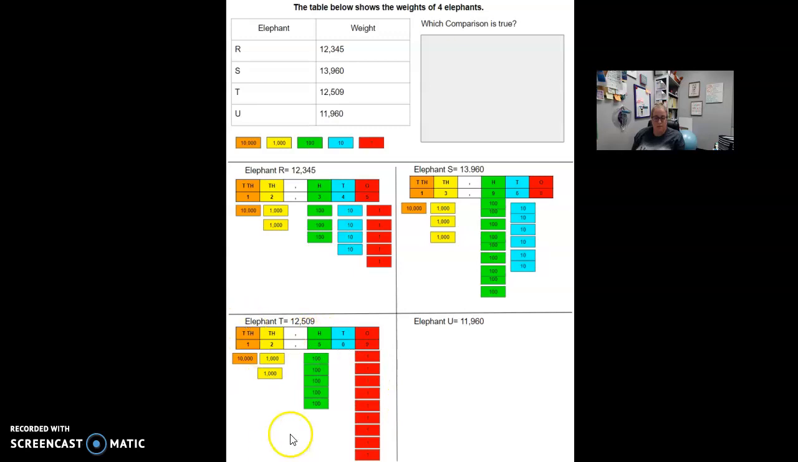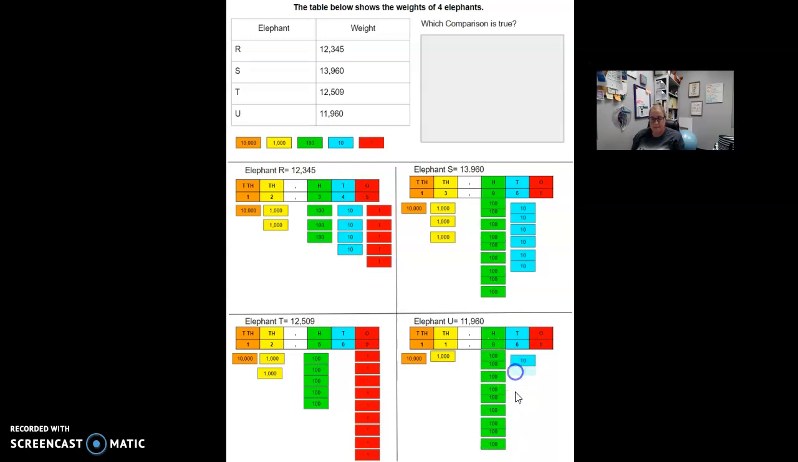Now that I'm done with elephant T, I'm now going to move to elephant U. Elephant U weighs 11,960 pounds. So again, I'm going to use my place value chart and fill it in. 11,960. And I'm going to model it with my base 10 place value discs. So I need 1 10,000. I need 1,000. I need 9 hundreds. I need 6 tens. And I do not need any ones, so I'm going to leave it blank.